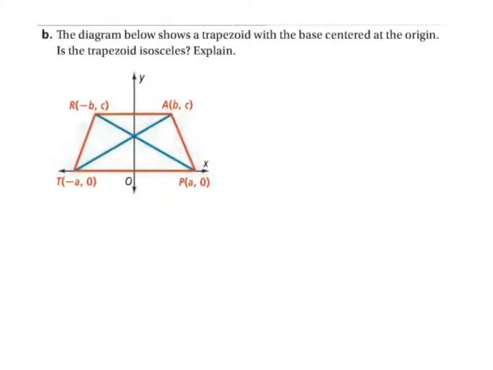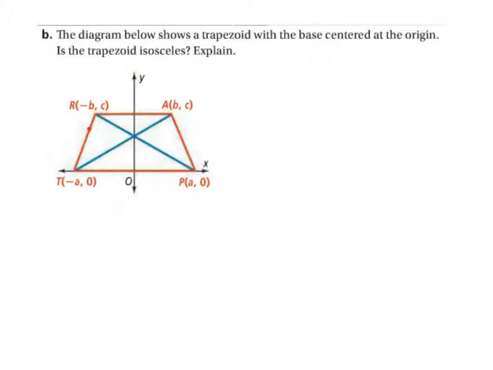All right, here's our last one. Shows a trapezoid. Doesn't say that it's isosceles, just says, oh wait, okay. Shows a trapezoid with a base centered at the origin. Is it isosceles? That's the question. Okay, is it isosceles? Well, we'd have different ways to show that. Isosceles means that this leg and this leg are the same.